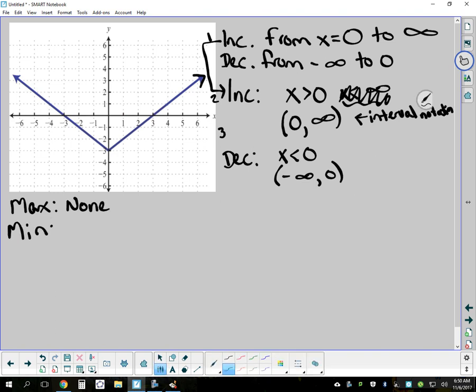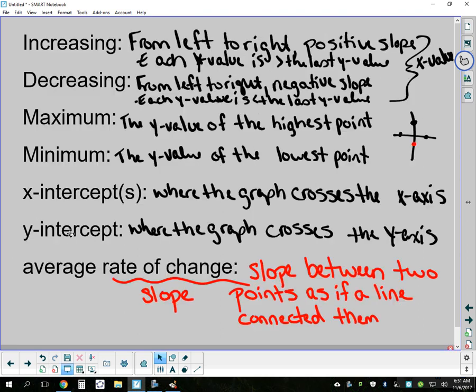The minimum would be the lowest point, and we definitely do have one of those. Remember, we just need to give the y value. The y value of the lowest point would be -3. So the minimum value is -3. Now you might have a question of where that occurs, and then you could give the x value. You could say it occurs when x equals 0, or at (0, -3). But if you're just asked for the minimum or maximum value, you just give the y.